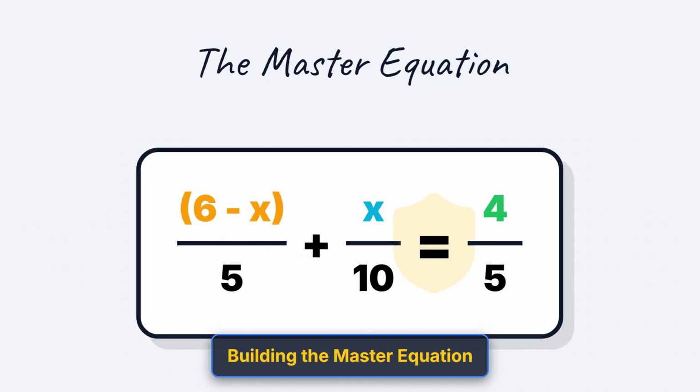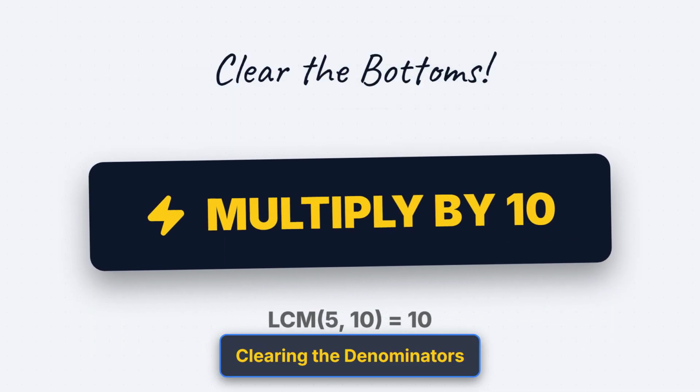Now, let's assemble our master equation puzzle piece. Walk time plus run time must equal the total time. Therefore, (6 − x)/5 plus x/10 equals 4/5. Fractions can look intimidating, so let's get rid of them. The easiest way to clear out the bottoms is to multiply the entire equation by 10, because 10 is the lowest common multiple of 5 and 10.